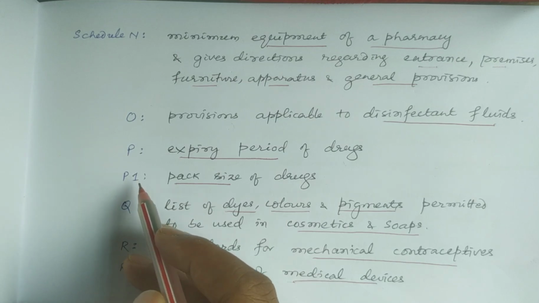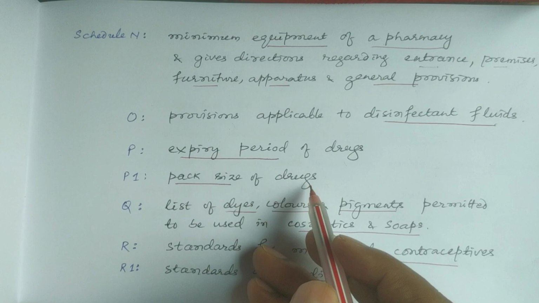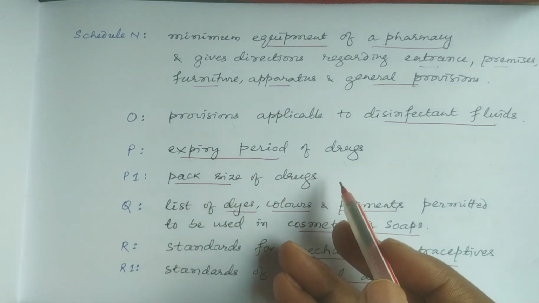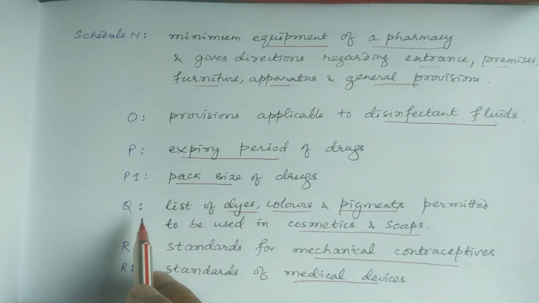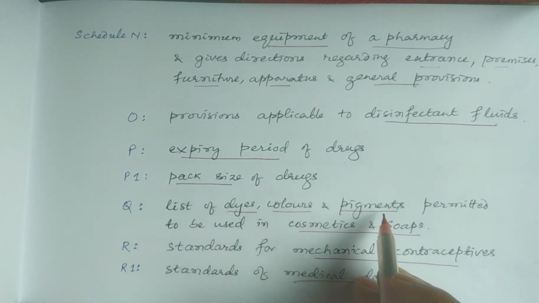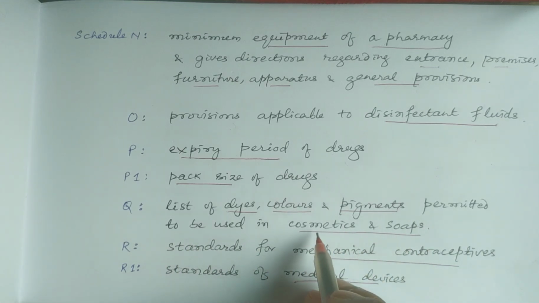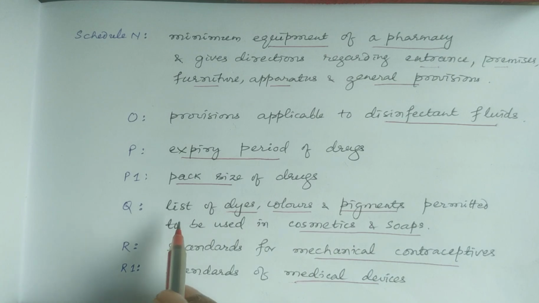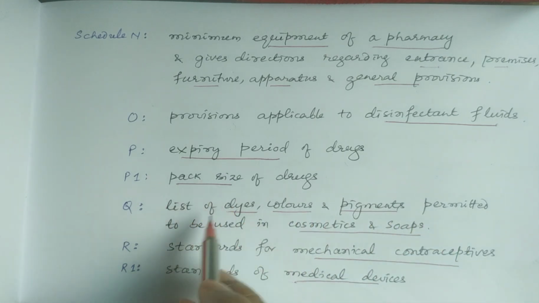And there is another Schedule P1, which deals with the pack size of drugs. What should be the pack size for different drugs? Then Schedule Q, it deals with the list of dyes, colors and pigments permitted to be used in cosmetics and soaps. For cosmetics and soaps, what are the dyes, colors and pigments permitted? The list is given in Schedule Q.